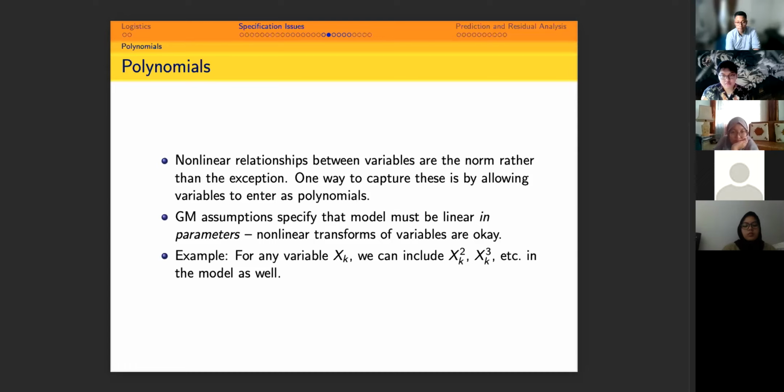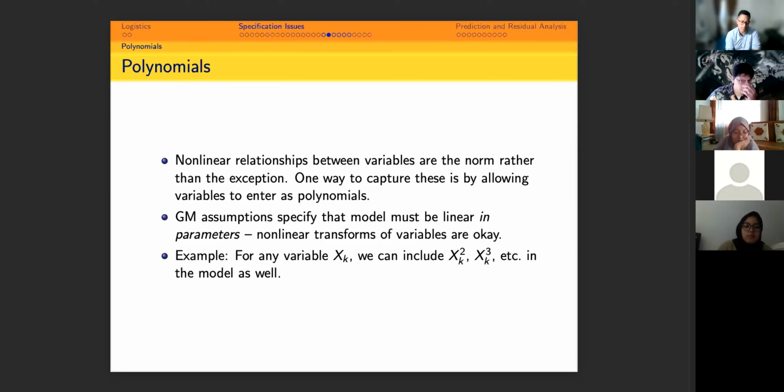relationship. The Gauss-Markov assumptions specify that the model must be linear in parameters. So basically your beta 0, beta 1, beta 2, beta 3, beta 4, and beta 5, and so on, need to be linear. However, nonlinear transformations of variables are actually okay. So for example, for any variable xk, we can include xk squared, and then xk to the power of 3. We can also include xk to the power of 4 and to the power of 5.